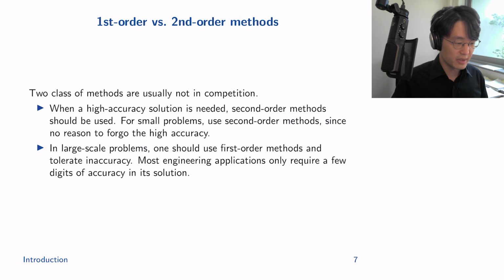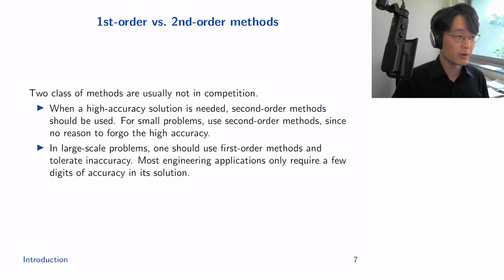These two classes of methods, first-order methods and second-order methods, are usually not in competition, in the sense that if you're in a situation when a high-accuracy solution is absolutely necessary, then second-order methods should be used. And for small problems, you can just use second-order methods because there really is no reason to forego the high accuracy of second-order methods. So if you have a convex optimization problem, and if it's not that big, just install one of these second-order optimization solvers and then just call it, and you'll get a very high-accuracy solution.